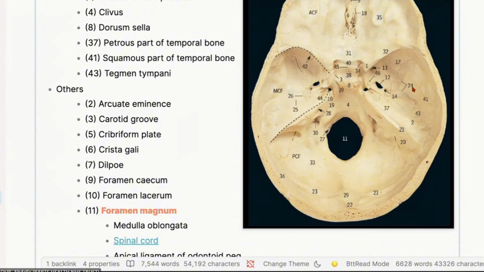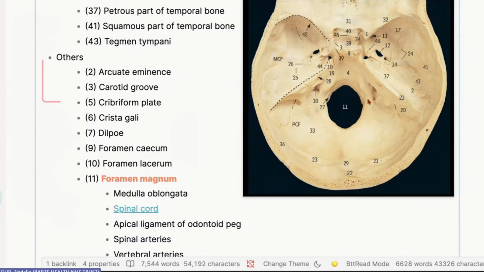Squamous part of the temporal bone, 41, and then the petrous part of the temporal bone, which is 37. And then you've got dorsum sellae, tuberculum sellae, and the anterior clinoid. So anterior clinoid, tuberculum sellae, dorsum sellae, and the clivus is number 4. Clivus, yes. These are the boundaries of the middle cranial fossa.